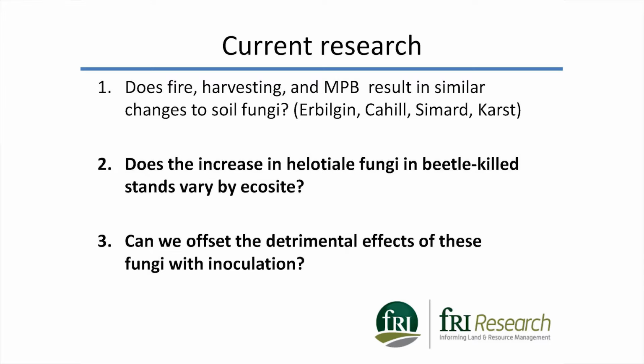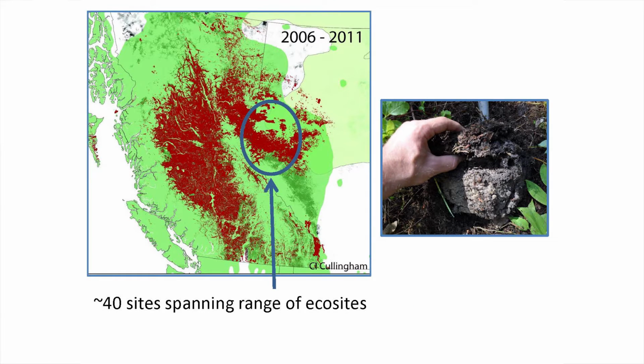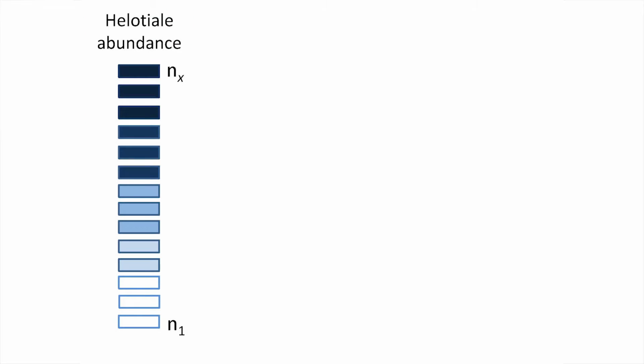And so to answer these questions, for the first one, to look at the interaction of ecosite and soil fungal communities, we're going to be sampling about 40 sites spanning a range of ecosites in west central Alberta. Most of these sites have already been identified through Ella McDonald's work and the Deer Herbal Bin, so we have most of the sites. We're going to go out, sample soils, and then use molecular techniques to identify the fungi occurring in those soils.